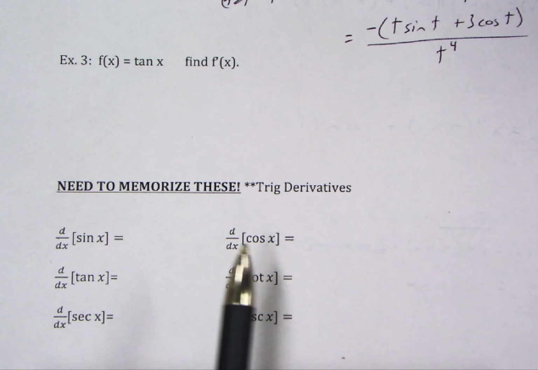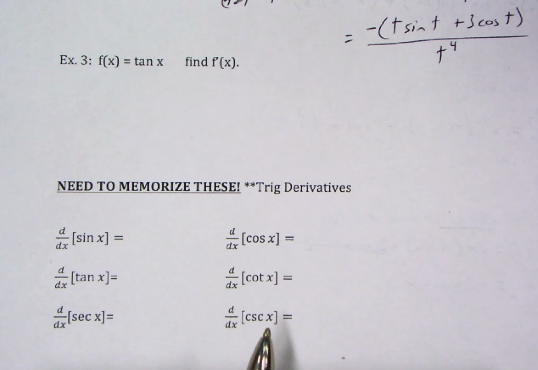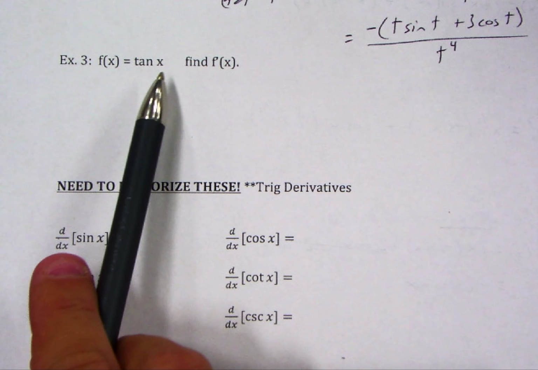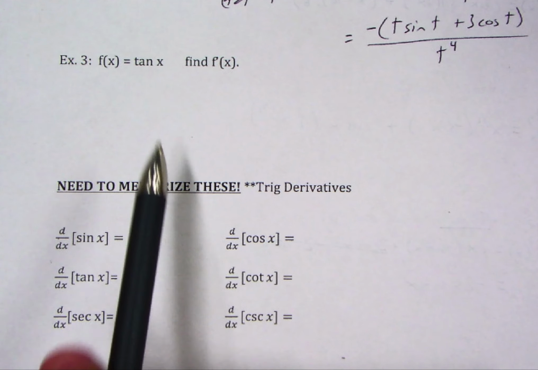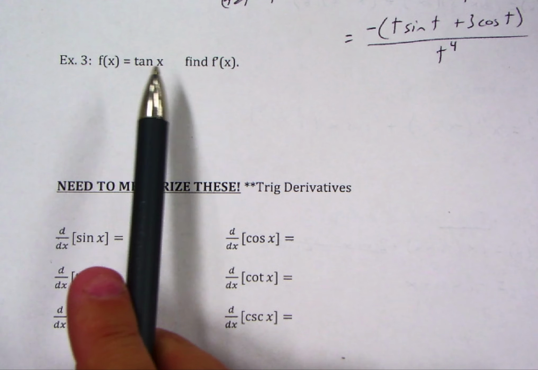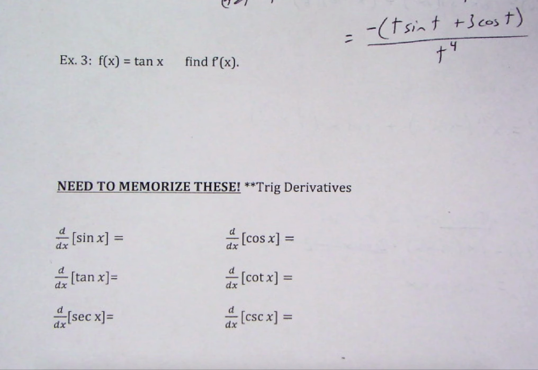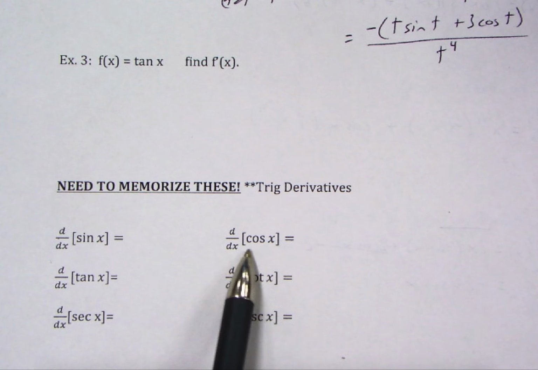These are just 6 trig derivatives you're going to want to have memorized. Now, the reason I have tangent here as an example is this. By the end of this lesson, you should know the derivative of tangent is blank. I'm not going to spoil it for you. But I want to show you that you can actually find the derivative of these other 4 trig functions just by knowing the derivative of sine and cosine.